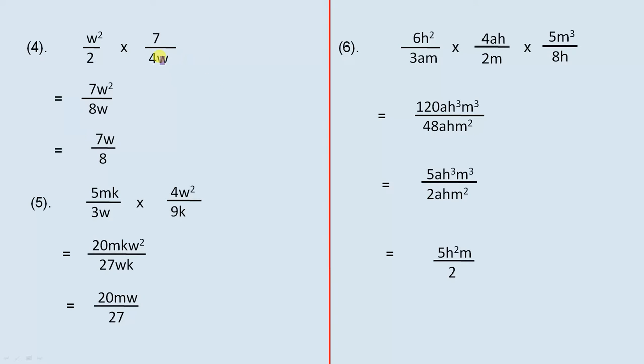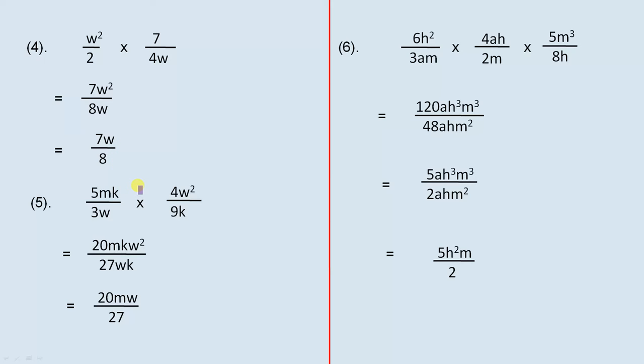Number 4. If we multiply those two terms together, we get 7w squared, that's the numerator, and 2 times 4w gives us 8w. If we cancel 1w from the numerator and 1w from the denominator, we get 7w over 8.